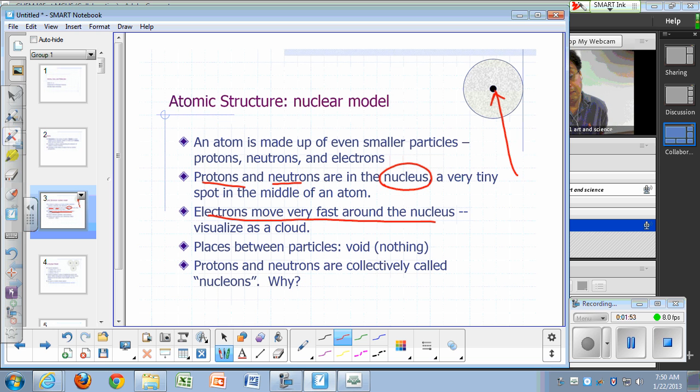What do you see in between the electrons and the nucleus? There's nothing. So the universe, as far as chemistry is concerned, is just made up of atoms and the void. Okay, so in between those particles, yes?